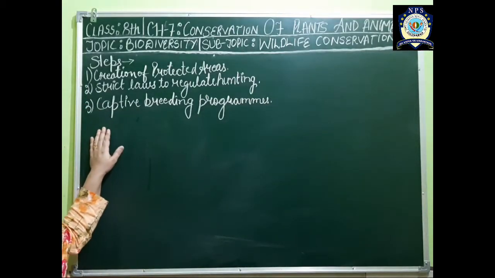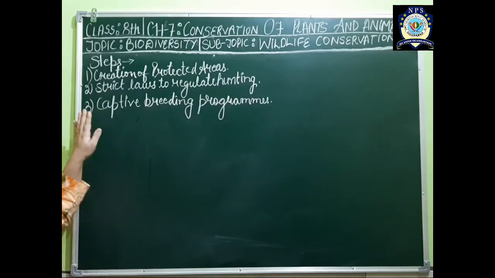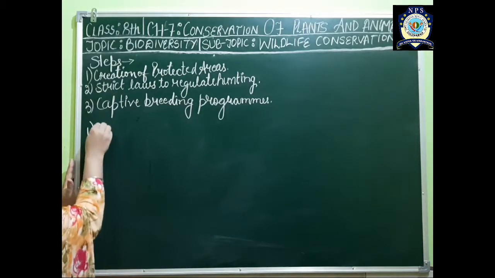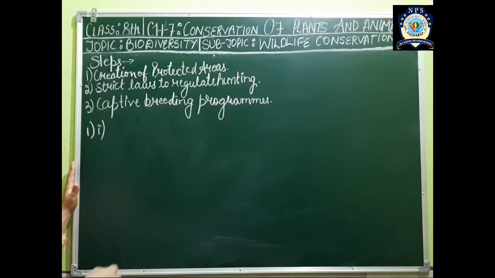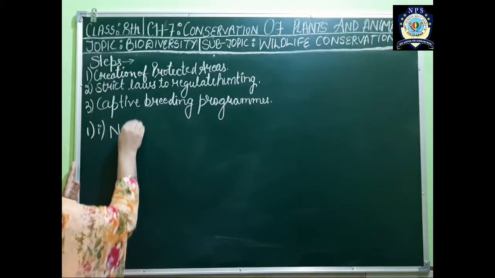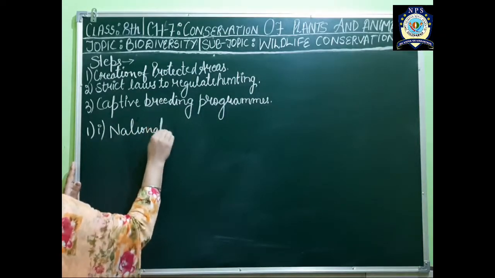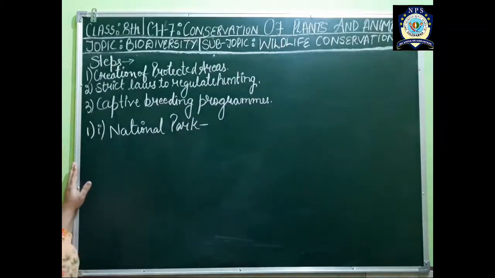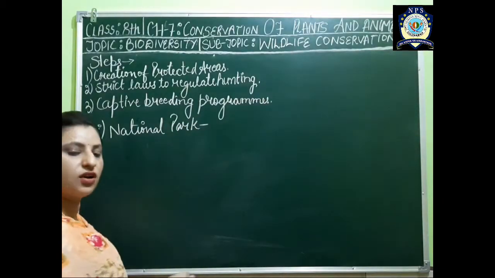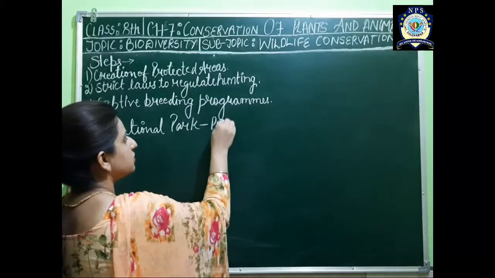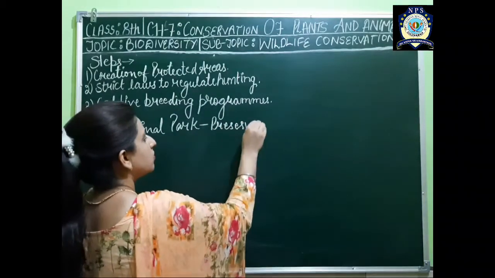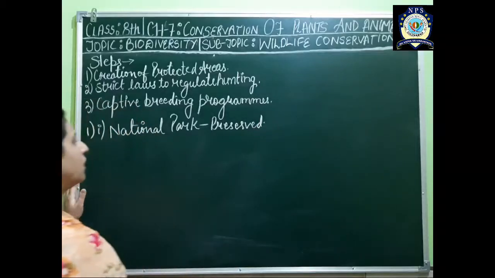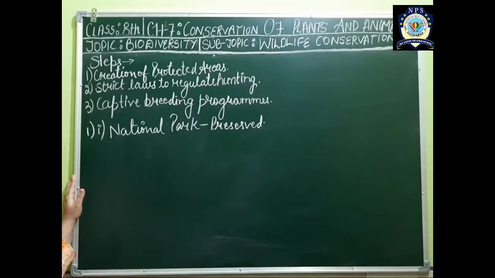So one by one we will discuss all the steps in detail. First is creation of protected areas. The first protected area which we have to create to conserve the wildlife is the national park. National parks are those areas in which the wild animals or wildlife is preserved. Okay, and in national parks there is no human interference.